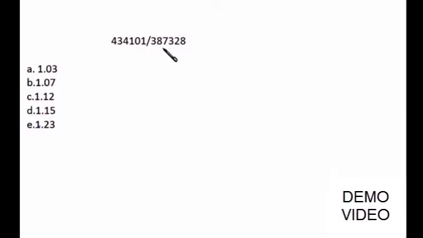So you may arrive at the wrong answer because the options are quite close to each other. It is 1.03, 1.07, 1.12, 1.15 and 1.23, right? So if you get 4.4 by 4, what will be the answer that you will like? 4.5 by 4.